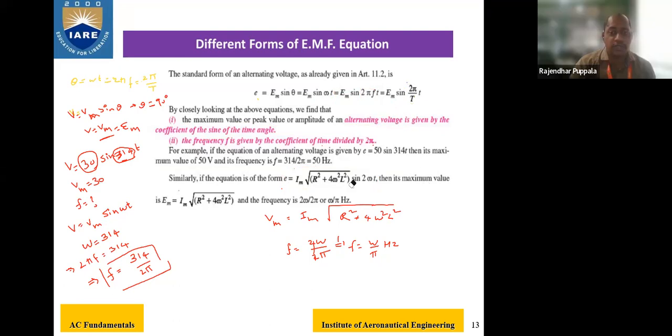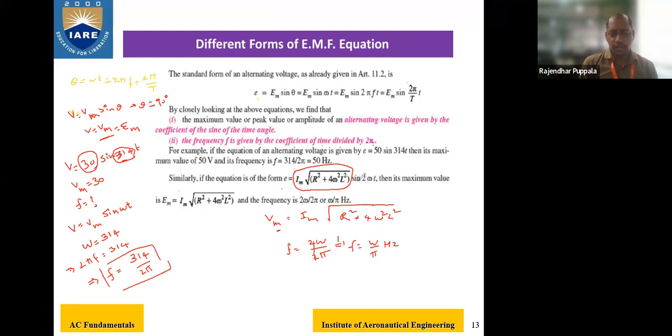Any AC waveform, we will compare with V is equal to Vm sin omega t. What is Vm? It is the coefficient of the sine term. So here the coefficient of the sine term is this term, so we are considering this as Vm.